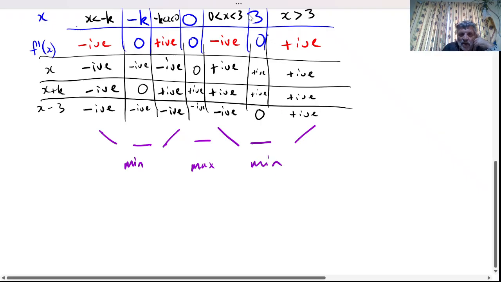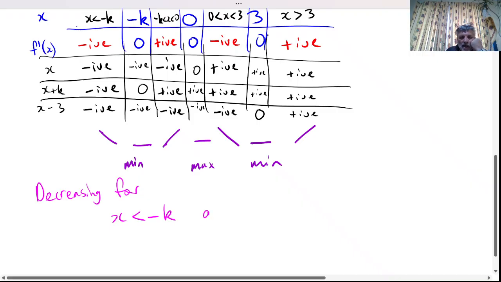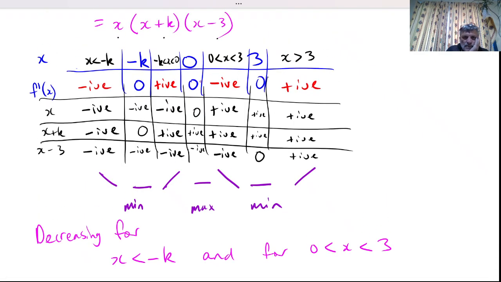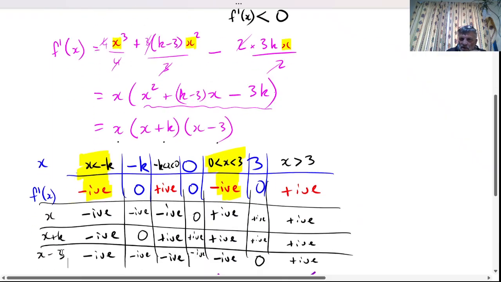That's not required to answer this question. All that's required is: when are we going down? Well, we're going down, decreasing, for x less than negative k and for 0 less than x less than 3 in here. Negative. And that's part D done of question 3.